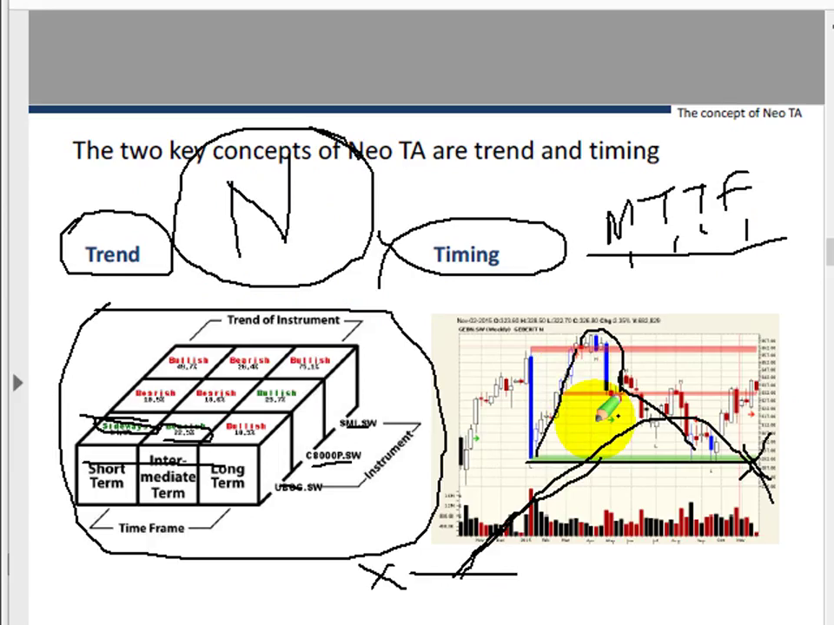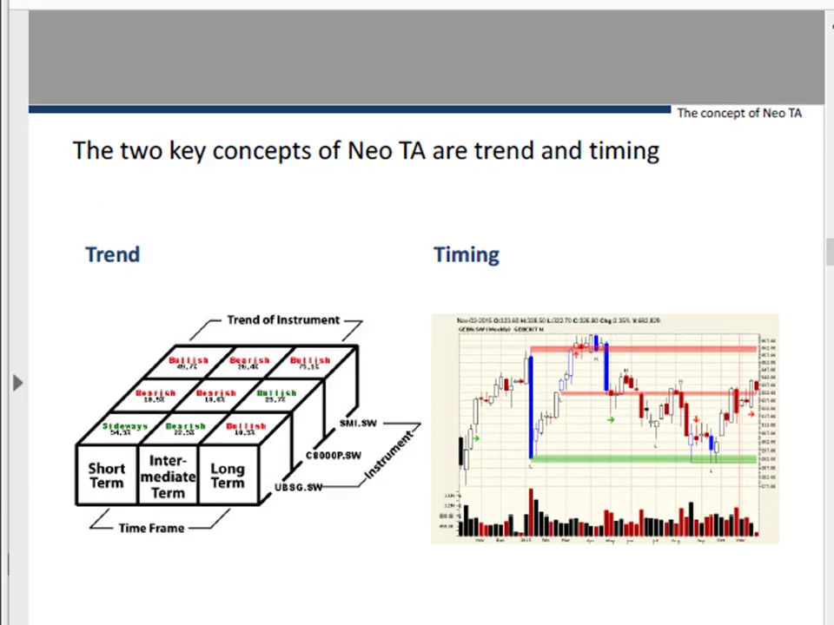We can, with some certainty, compute the probabilities that the trend will end. And that's what the MTTF number is all about. It gives you a measure of how extended something is based on time of trend. And that's something you won't find anywhere else.